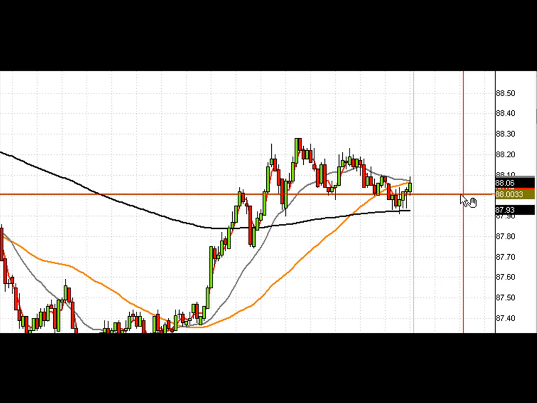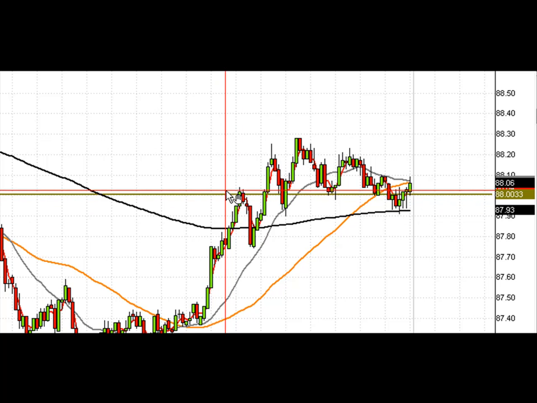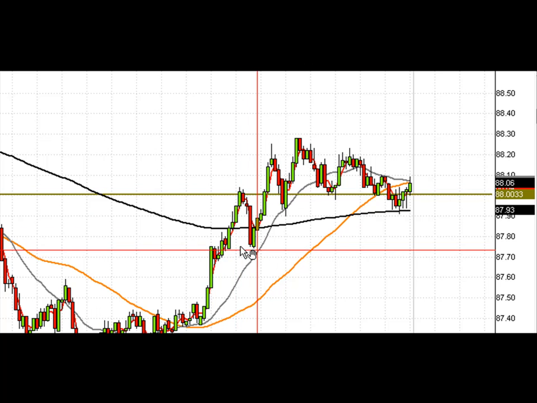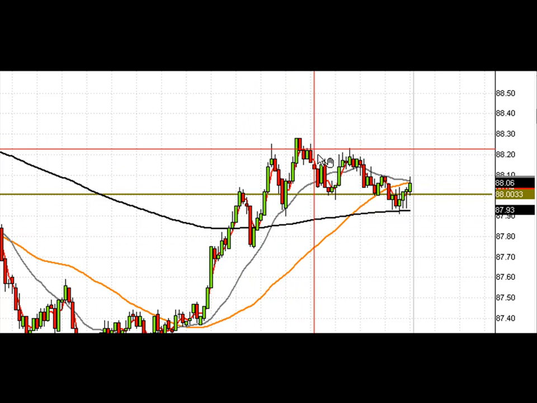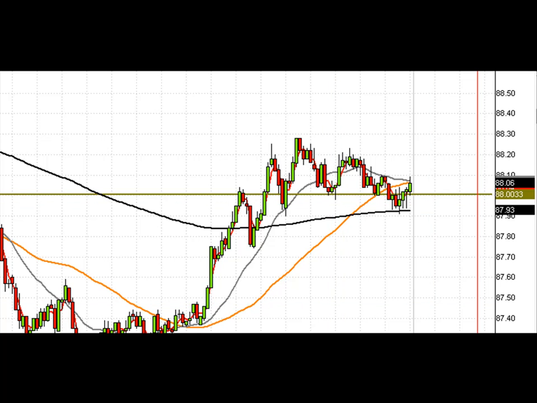This olive color right here, this is a pivot. This one usually is the indication of support and resistance that I have. As you can see right here, it popped up, had some resistance, came back down, and then once it was above it and it came down, it had support. So that's usually what the pivot's for.